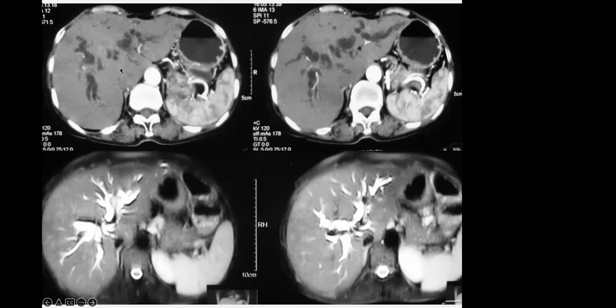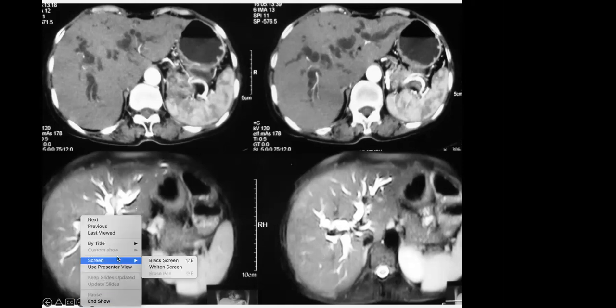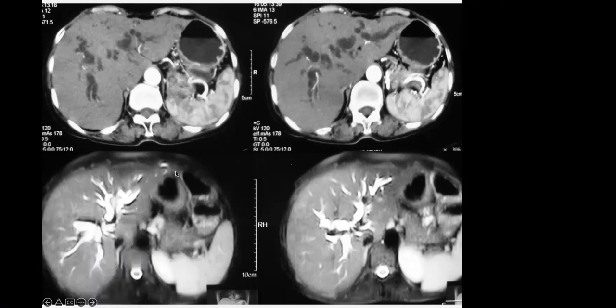Where you can see this is the liver. So you can see my cursor, I believe. Can you see my cursor? Yes, sir. Cursor is visible. Yeah. So I just wanted to use presenter view. All right.